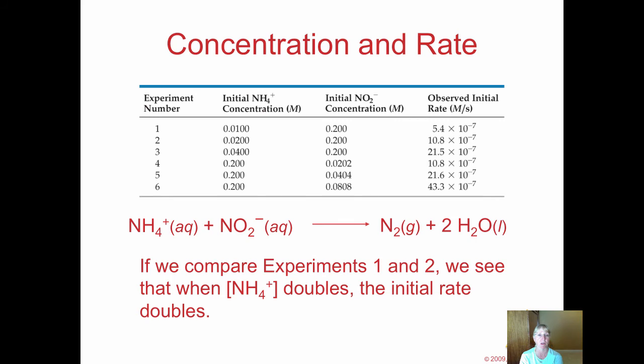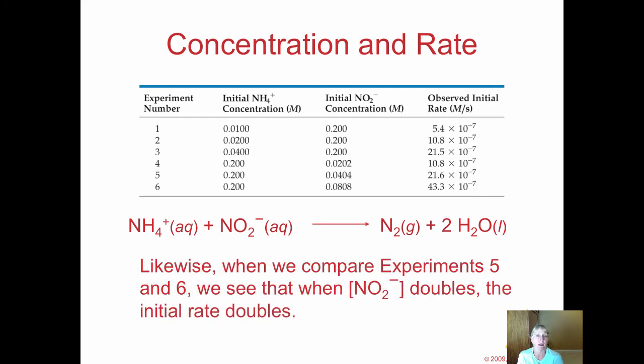You always have to compare two trials to each other, and one of the trials has to have the concentration of a reactant not changing. So ammonium ion and nitrite ion can become nitrogen gas and produce 2 water molecules. So in trial 1 and 2, they've kept the NO2 concentration constant. It's 0.200 molar. But they've doubled the ammonium concentration from trial 1 to trial 2. And the impact of doubling the concentration of ammonium is that it will double the rate. You can see that this number is twice as big as that.